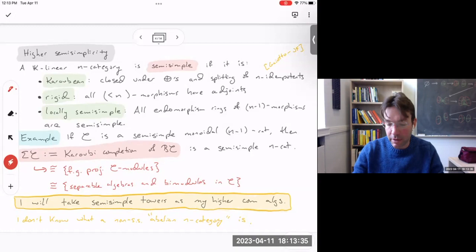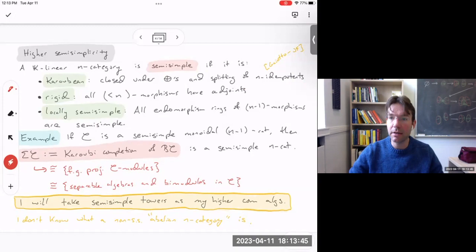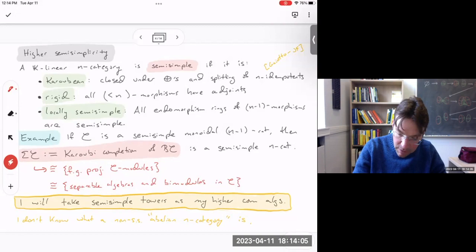So what we did with Gaiotto was to explain what Karoubian means, what this splitting of higher idempotents is. I'm not going to tell you what it is, because that's a different talk. But you can take my word that we do have a good, robust theory of idempotents for higher categories, the n-dimensional version of idempotent that takes advantage of the fact that you have n directions of non-invertible composition. And so our definition is that an n category is semi-simple if it has direct sums and idempotents.